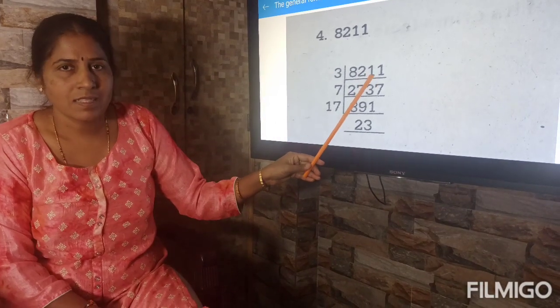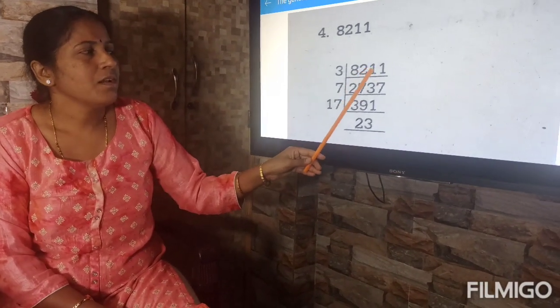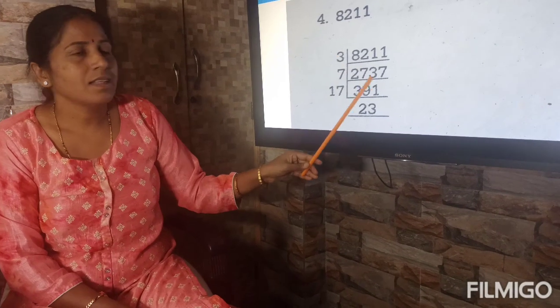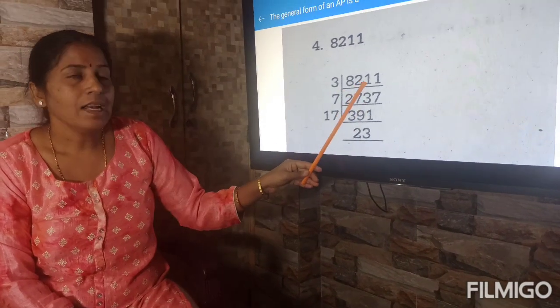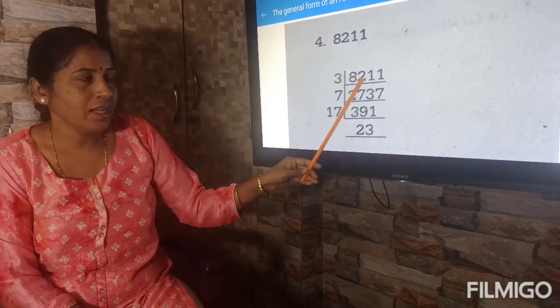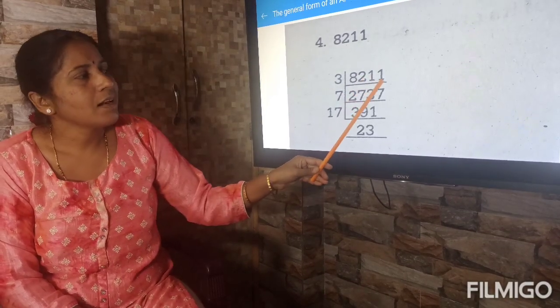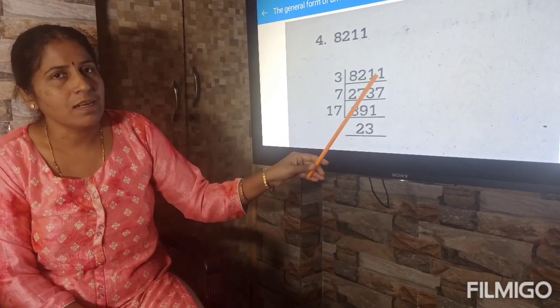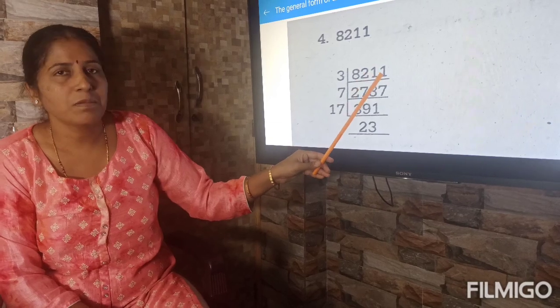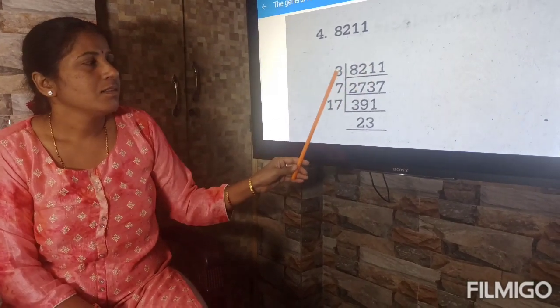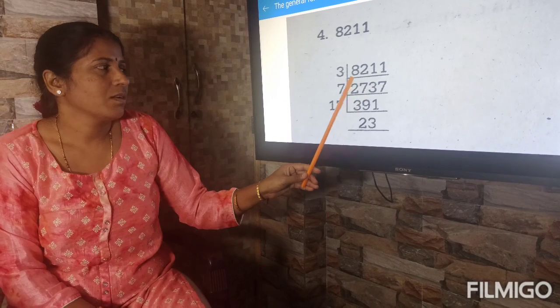Then the next number is 1, so 11. 3 3s are 9. In 11 subtract 9, 2 remains. Then the last number is 1. Here 2 remains, here 1, so 21. Again 3 sevens are 21.